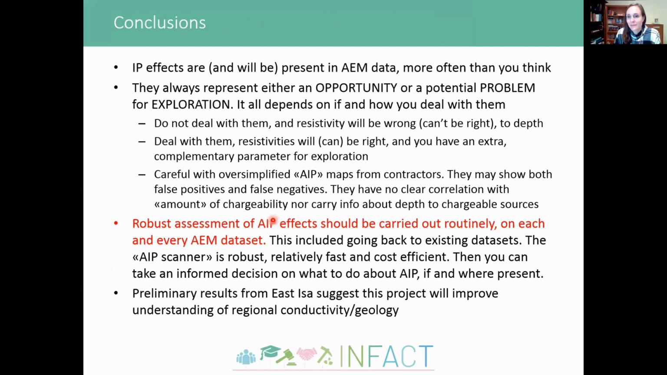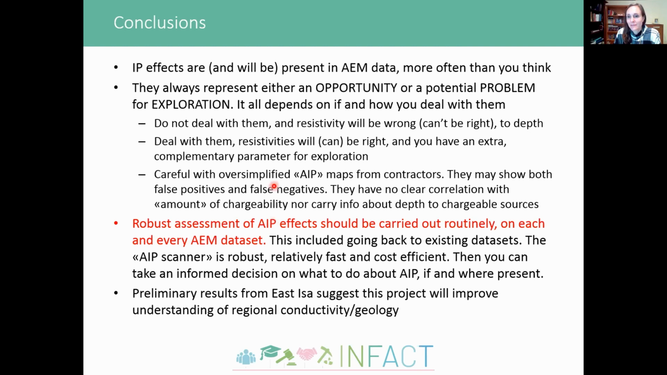Which brings me to my conclusions. IP effects are present in the data, and they will be present even more as we push towards lower base frequencies and higher dipole moments. As we understand better the IP effects in fixed-wing data, all these things will have us see and recognize more IP effects. It's either an opportunity or a problem, and I hope I convinced you that they are important and you need to deal with them.